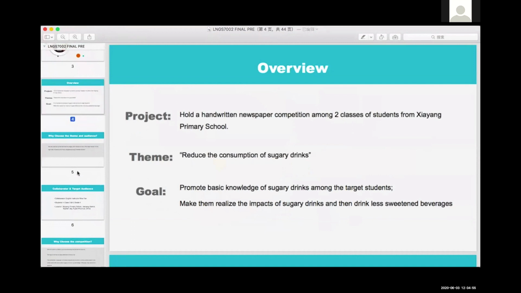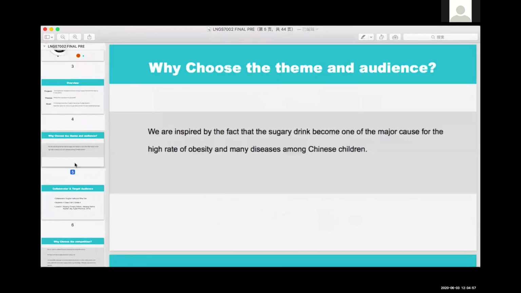So why we choose sugary drinks as our topic and children as our audience is because we are inspired by the fact that the sugary drink has become one of the major causes for the high rate of obesity. This background attracts our attention, and that's how we settle down the topic and audience.